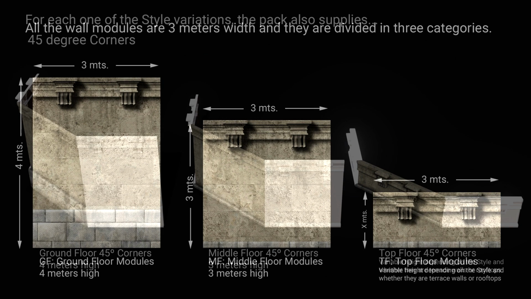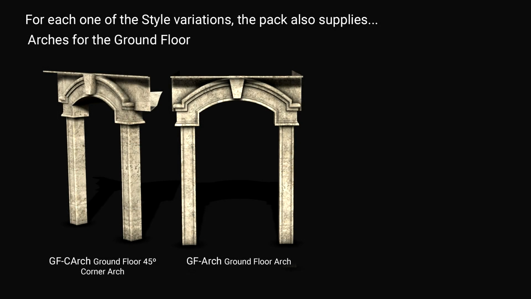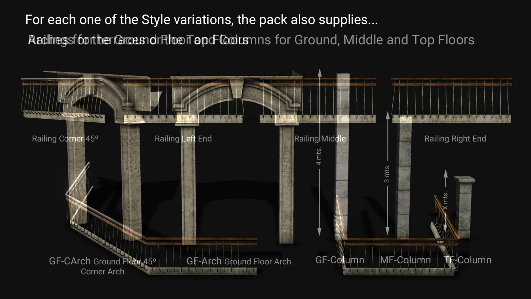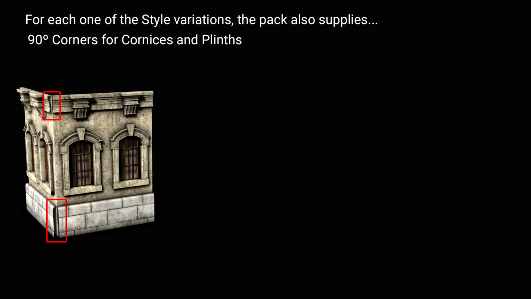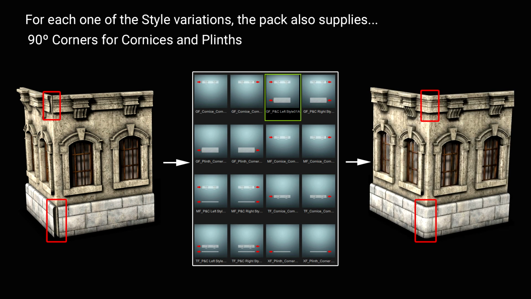rooftop elements. For each style variation, the pack also supplies 45-degree corners for the ground, middle and top floors, as well as arches for the ground floor, and columns that can be attached to the ground, middle and top floors. A set of railings for the top floors or terraces are as well supplied for each style and material variation. The pack also supplies props to finish the cornices and plinths in the 90-degree corners of the building.